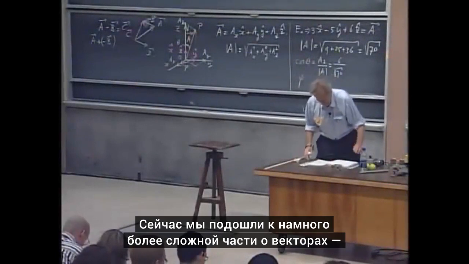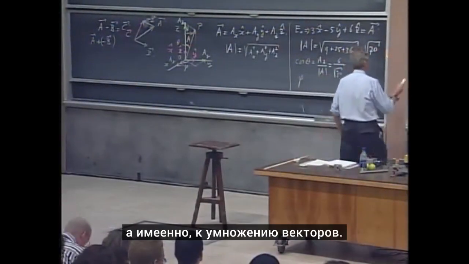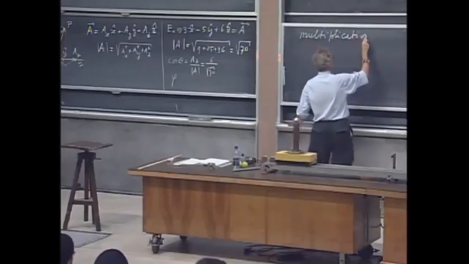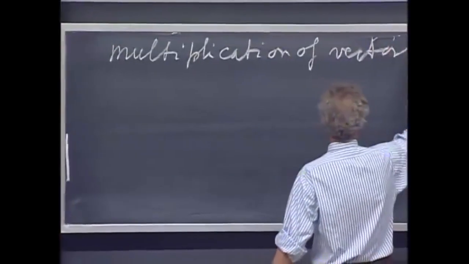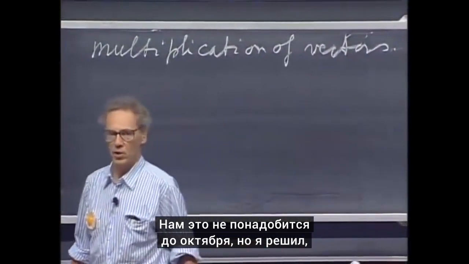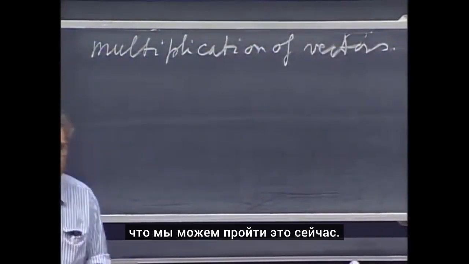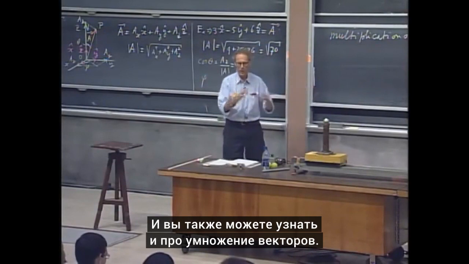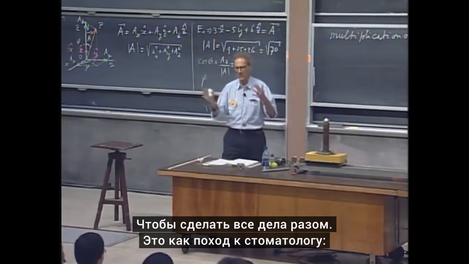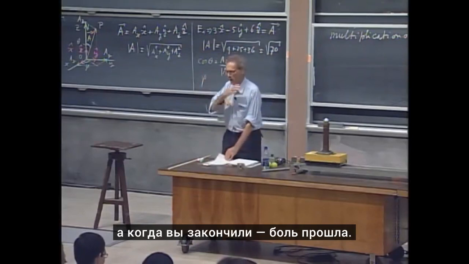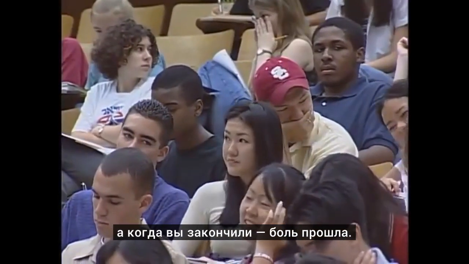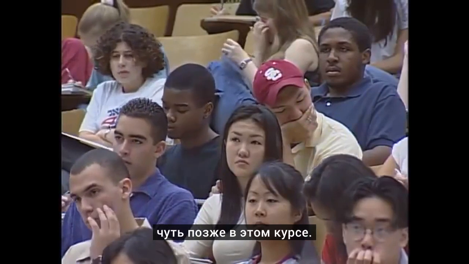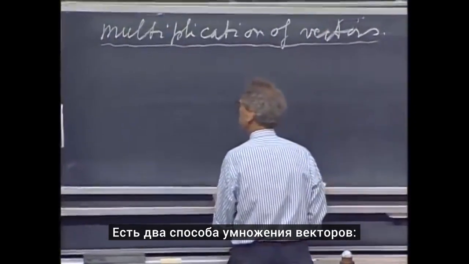We now come to a much more difficult part of vectors, and that is multiplication of vectors. We're not going to need this until October, but I decided we might as well get it over with now. Now that we introduce vectors, you can add and subtract. You might as well learn about multiplication. It's like going to the dentist. It's a little painful, but it's good for you. And when it's behind you, the pain disappears. So I'm going to talk about multiplication of vectors, something that will not come back until October and later in the course. There are 2 ways that we multiply vectors.